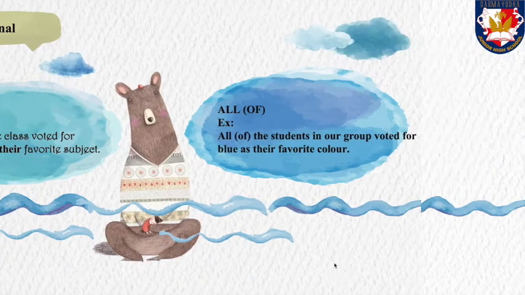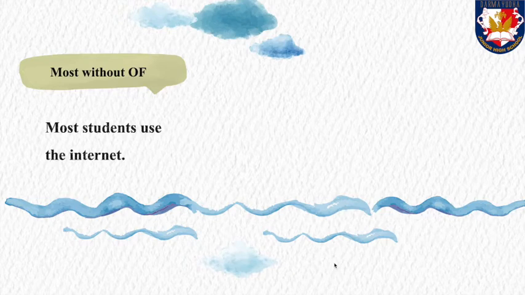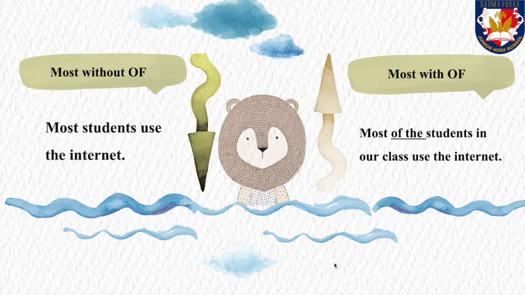The third one is most without of. It means that when you see the word most, you may not use of after it. The sentence, most students use the internet. And most with of. It means that you have to put of after the most. You can see the sentence: most of the students in our class use the internet.